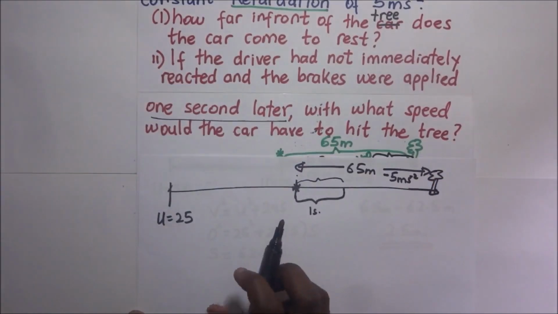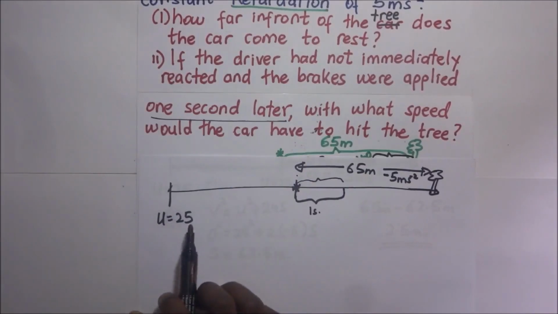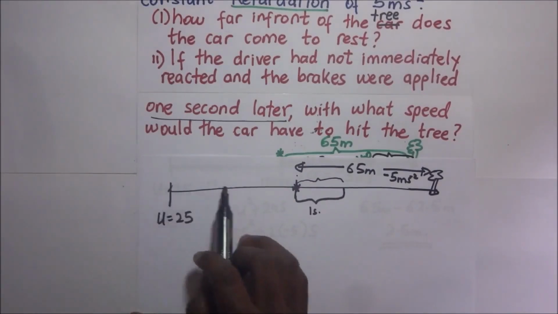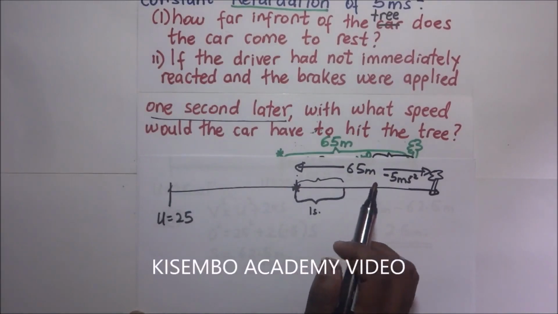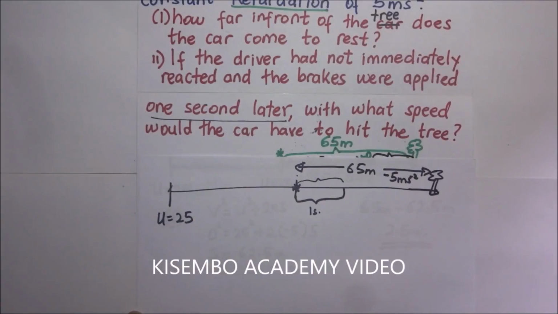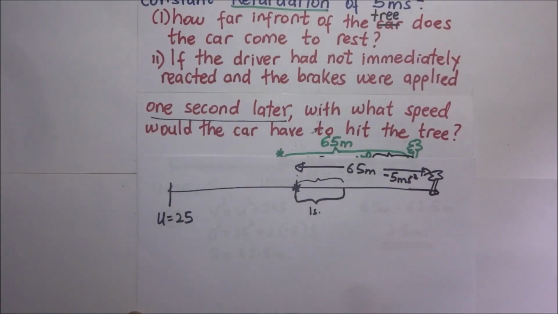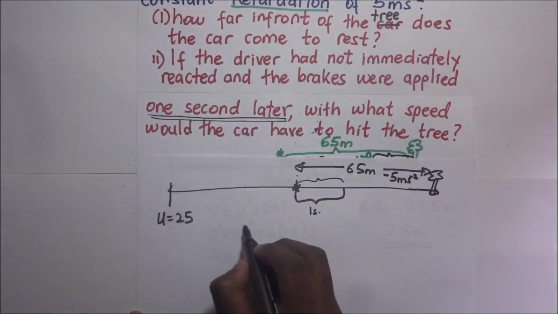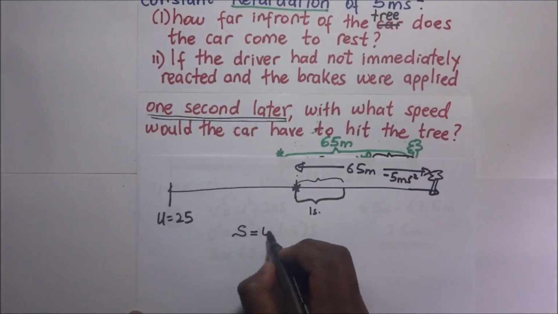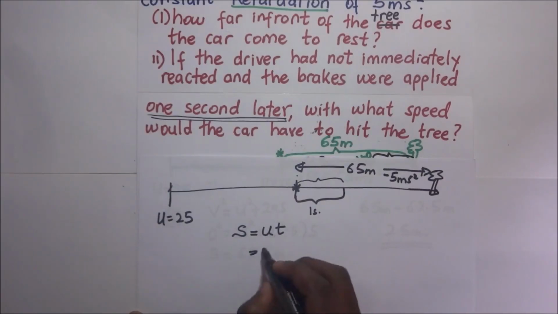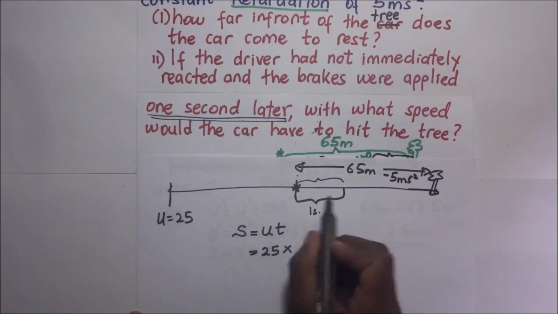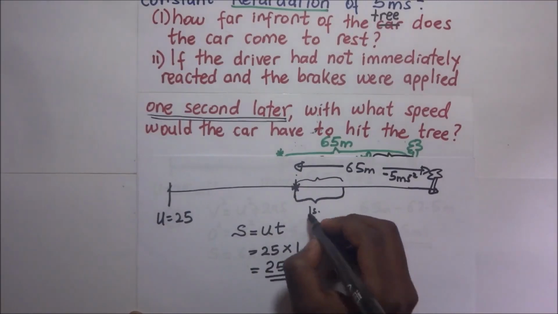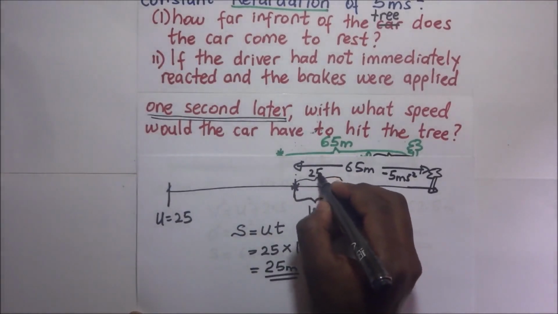Remember that when he was beginning his journey, he was moving at a constant speed of 25 meters per second. Since he was moving at this constant speed, the acceleration from this point until he applies the brakes is 0, because at constant velocity the acceleration is 0. So to find that extra distance he covers in that 1 second, that distance, which we denote as S, is going to be the speed u times the time. The speed is 25 meters per second, multiplied by the time, which is 1 second. So he moves 25 meters, an extra distance of 25 meters.